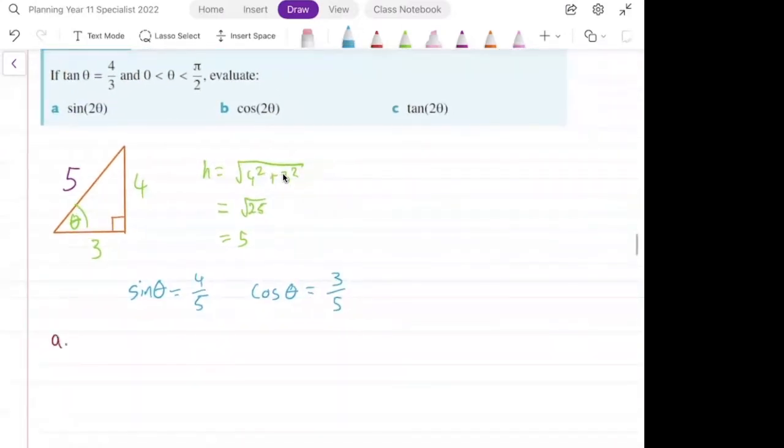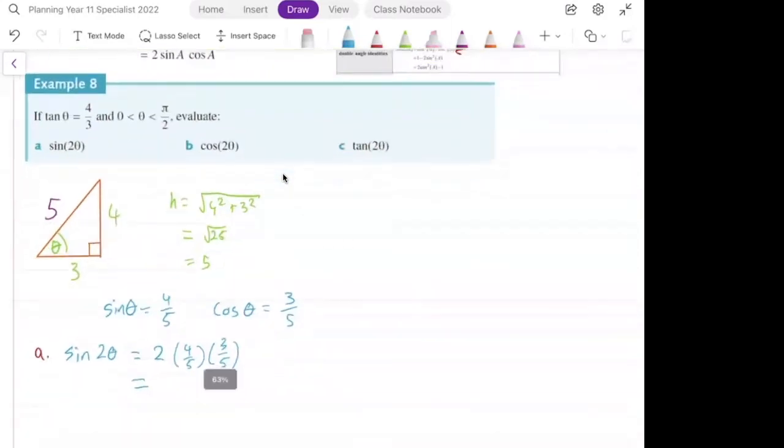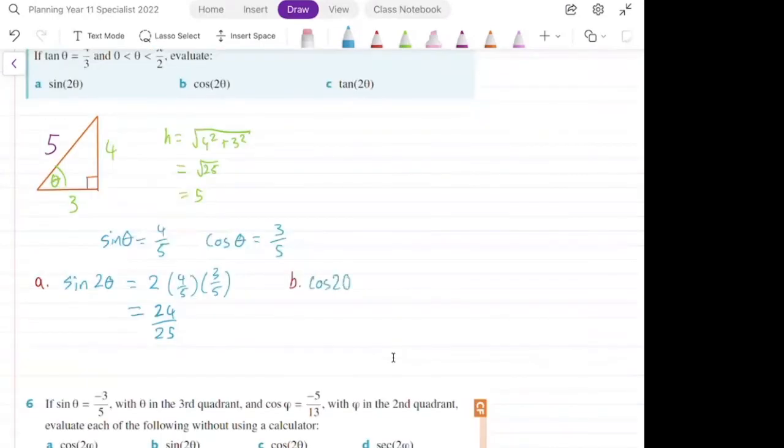So if I do part A, that is going to mean that sine 2 theta is going to be equal to 2 times 4/5 times 3/5, if I just use my double angle rule, which is this one here, 2 times sine A times cos A. If I solve for all of that, I'm going to get 24/25.